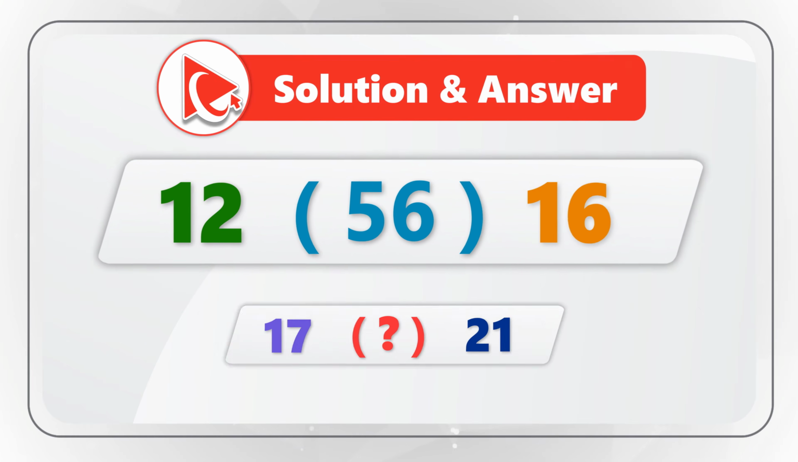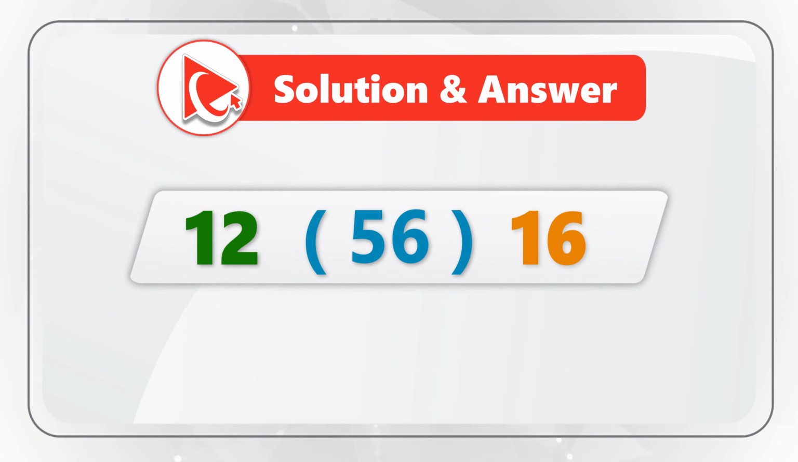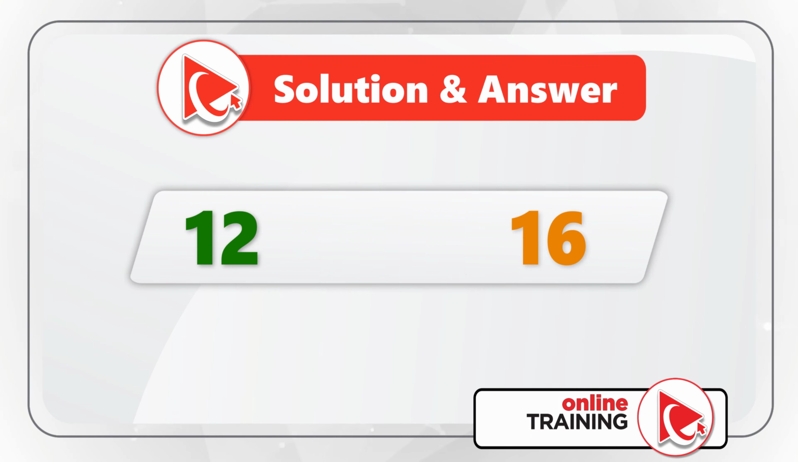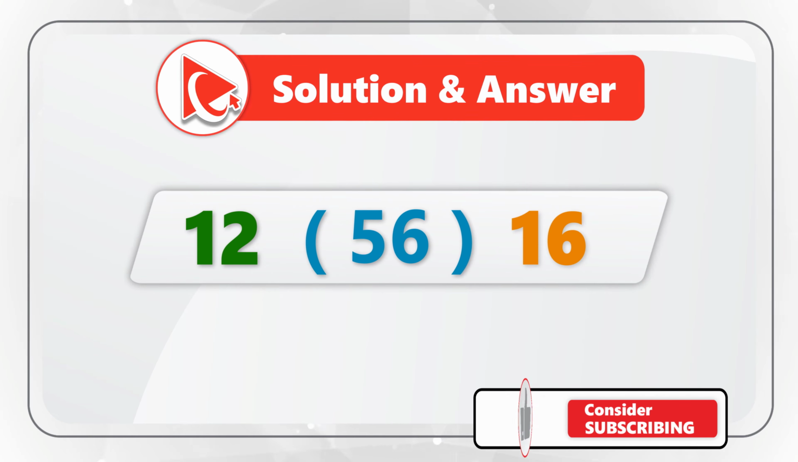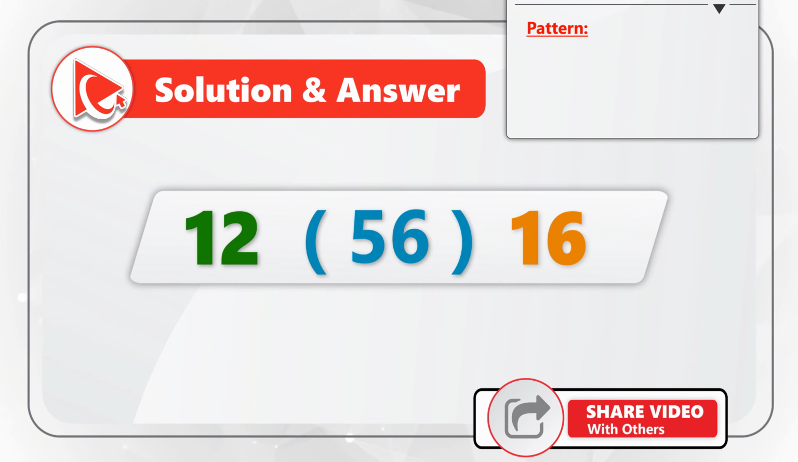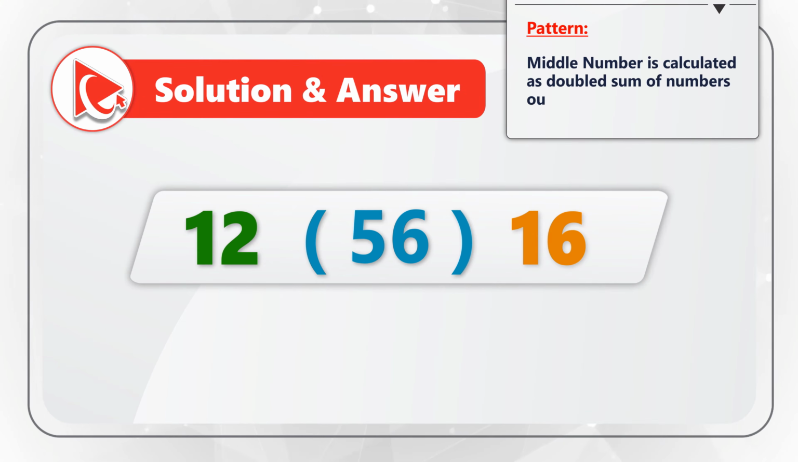To solve this challenge, let's look at the first row. The first row has the numbers 12 and 16 on the outside and number 56 on the inside of the brackets. The pattern that you needed to recognize is that the middle number inside the brackets is calculated as double the sum of the numbers outside of the brackets.